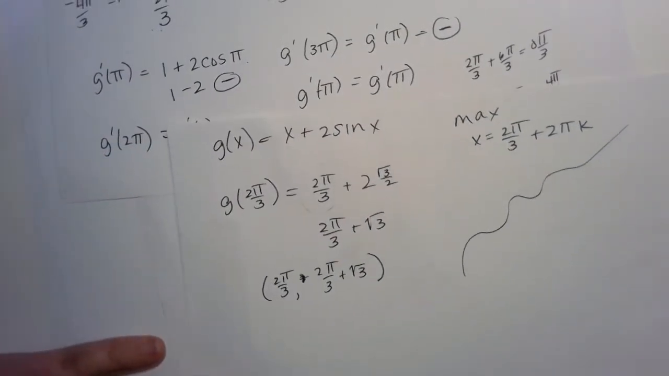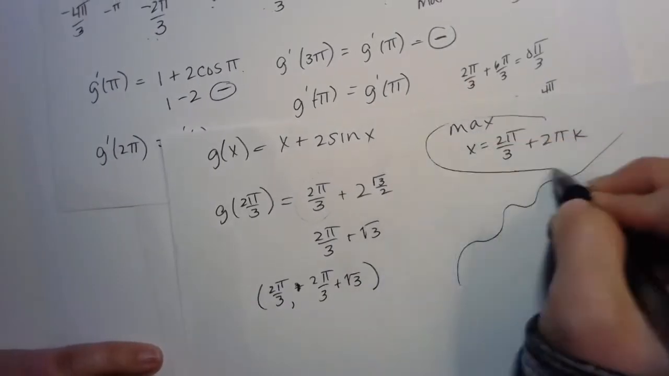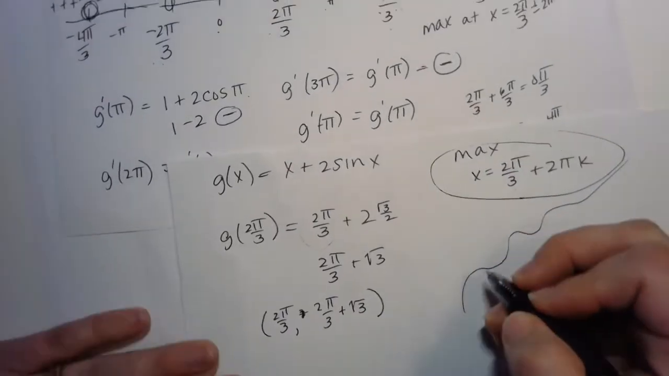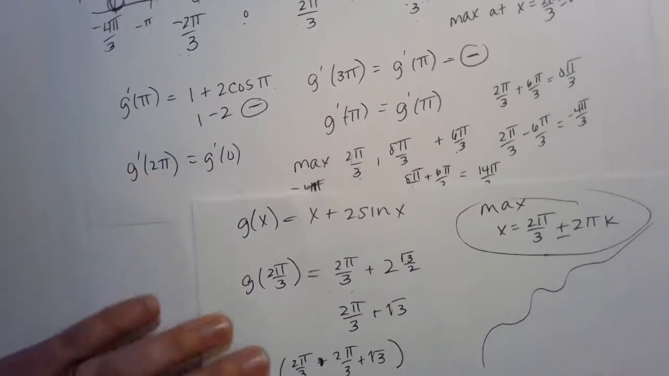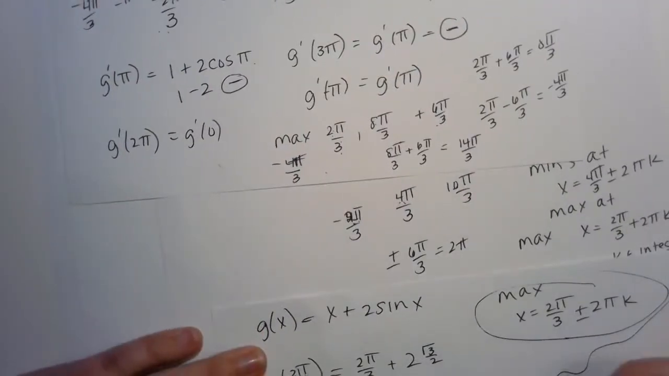So I'm just going to say my max values occur at x equals 2 pi over 3 plus or minus 2 pi k, and my minimum values at x equals 4 pi over 3 plus or minus 2 pi k.